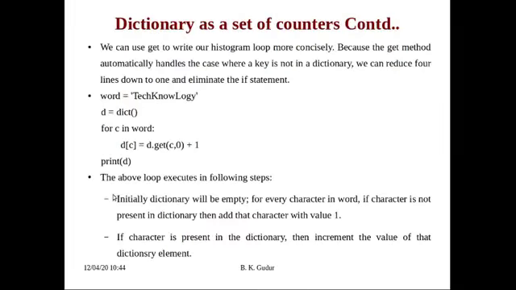So the above loop executes in the following steps. Initially the dictionary will be empty. For every character in the word, if the character is not present in the dictionary, then add that character with value 1: 0 will be returned, 0 plus 1 is 1, and the character will be added and initialized with 1. If the character is present in the dictionary, then increment the value of that dictionary element: it will return its value, add 1 to that, and then store.